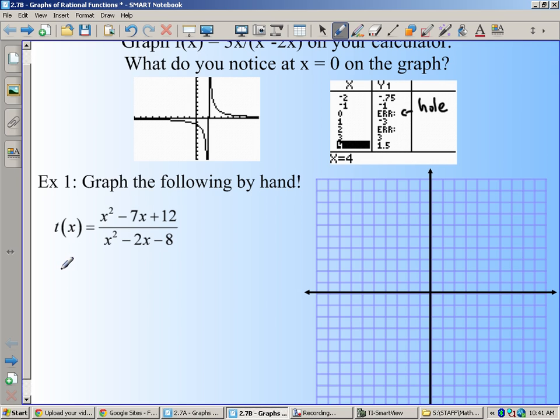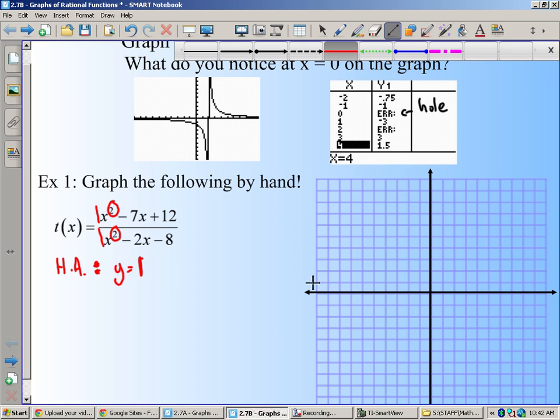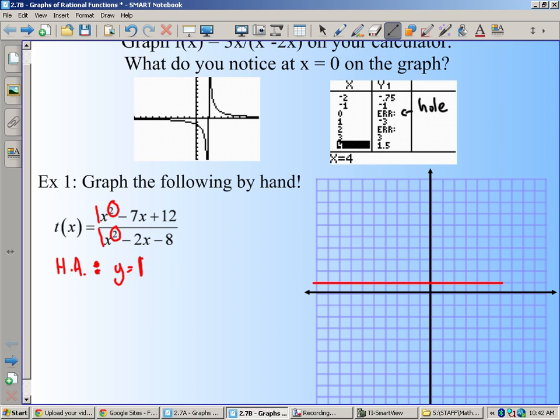I'm going to first find the horizontal asymptote. The reason I'm finding the horizontal asymptote is because I've noticed that the degrees of these are the same, so it's the leading coefficients again, and so for my horizontal asymptote I can say that y is equal to 1. So I'm going to have a horizontal line on my graph that I'm not going to cross, and it would be y equals 1. So there's my horizontal line.